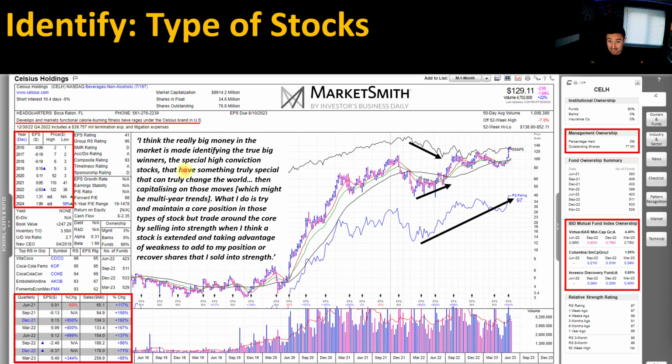So this is Celsius here. I just think Celsius at the minute is a really interesting stock. Some high quality funds are busy. You've got shares outstanding of only 77 million. That's good. Look at the RS lines. What chart pattern do you see? I see a big cup and handle. Looks like a huge cup and handle on the weekly, by the way.